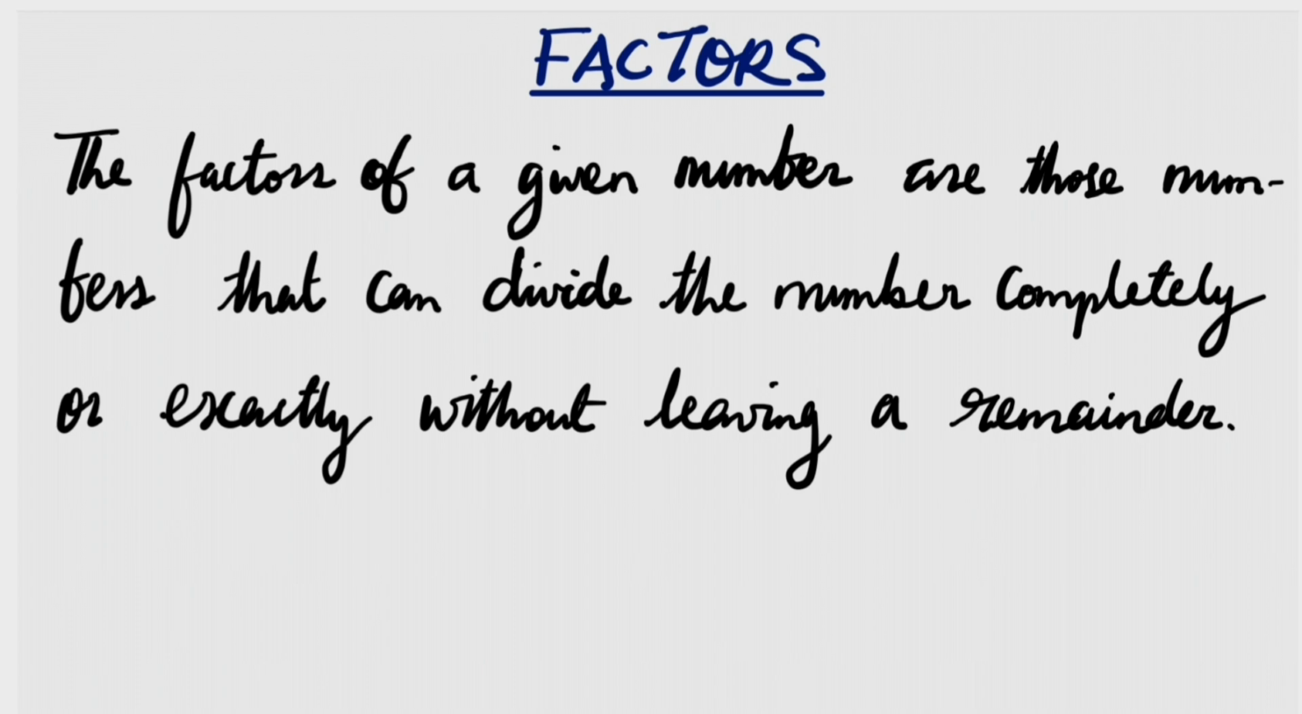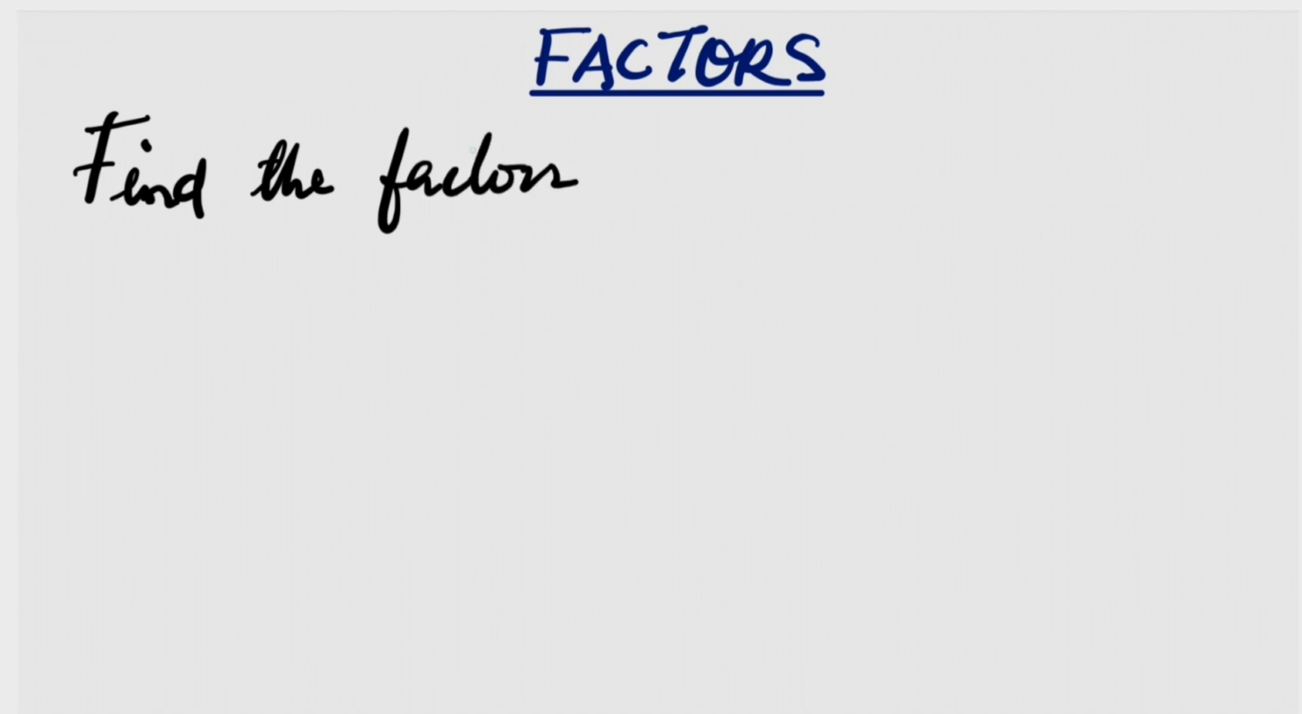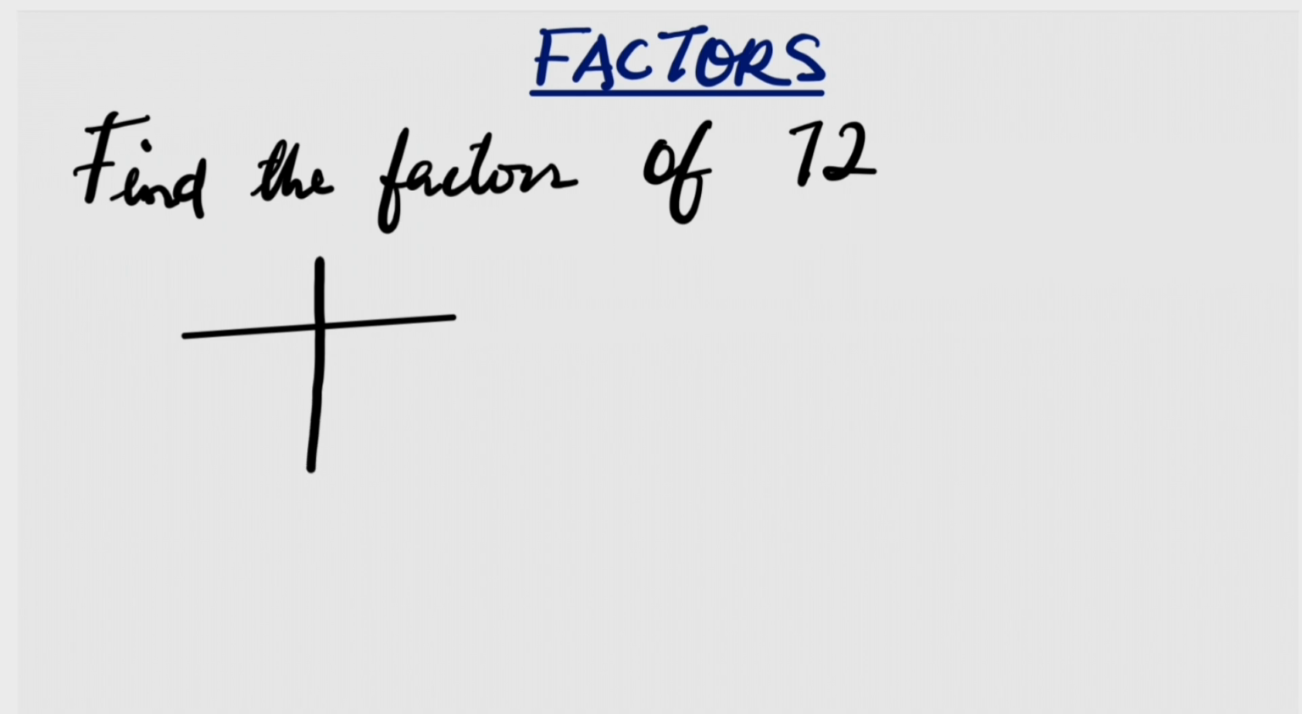So how do we tell the number of factors a given number has? Let's say we have this question. Find the factors of 72. To tell the number of factors 72 has, we will express 72 as the product of its prime factors.